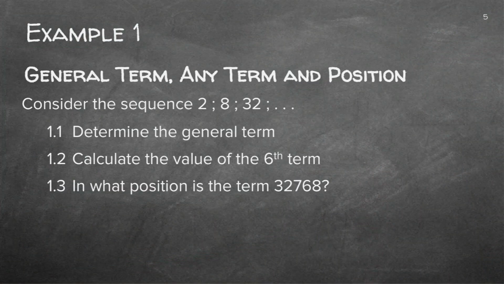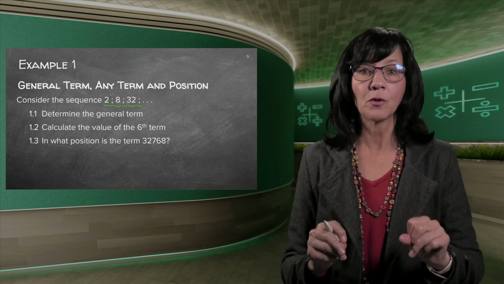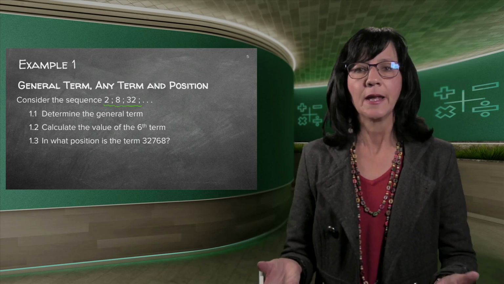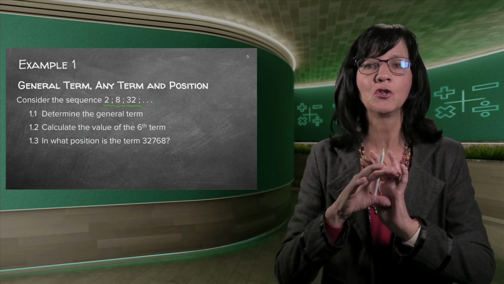Good. Now the best way is to do an example and to see if you understood it. Consider the sequence 2, 8, 32. Now, can you see they did not tell us what type of sequence it is? And this is the most important thing. Before we start with any problem, we must make sure, is it arithmetic or is it geometric? Because there's different formulae involved.